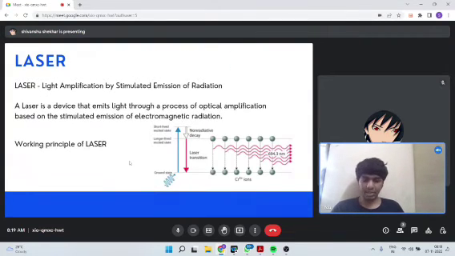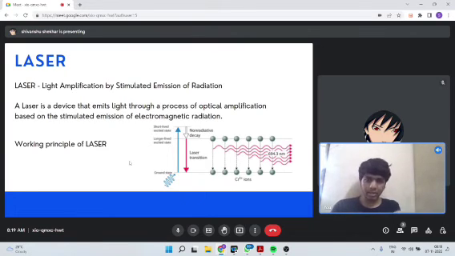Right. So coming to laser. Laser is something which employs the principle of stimulated emission. The full form of laser is light amplification by stimulated emission of radiation. A laser is basically a device that emits light through a process of optical amplification based on the stimulated emission of electromagnetic radiation. So let me break this down for you.